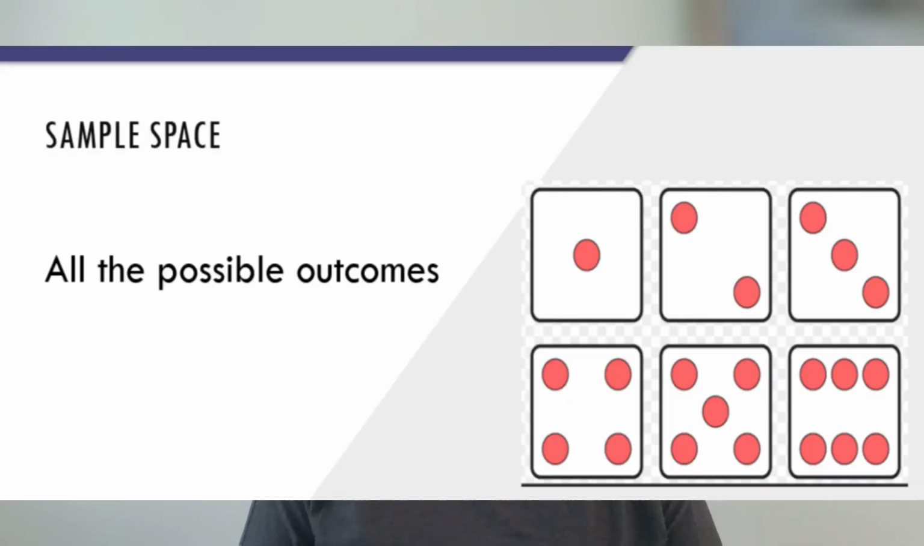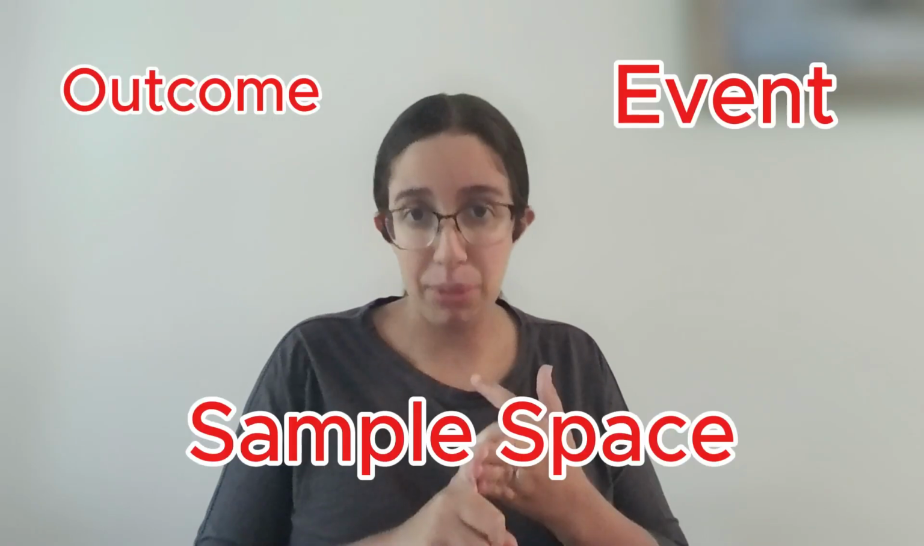The next vocab word that we have is the sample space. This is all of the possible outcomes. So if I'm dealing with the dice, my sample space would be 1 through 6. I can get a 1, a 2, a 3, a 4, a 5, and a 6. I can't get anything greater than 6 if I roll 1 dice, and I can't get 0 because there's no 0 on a dice.